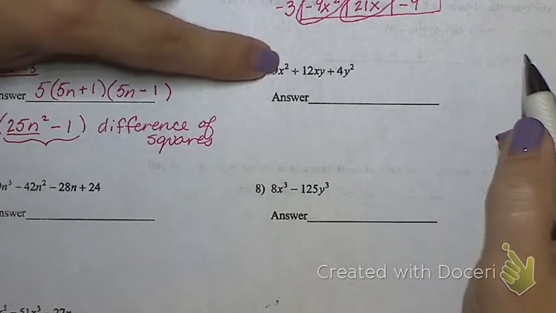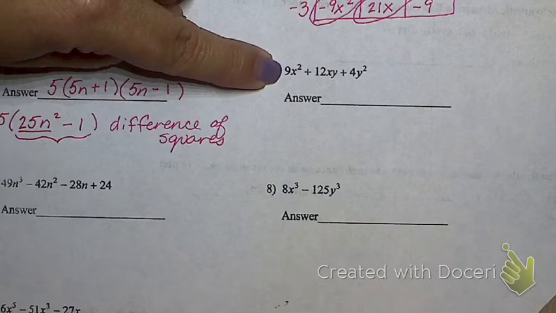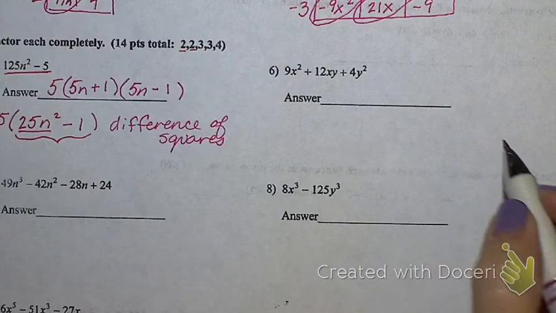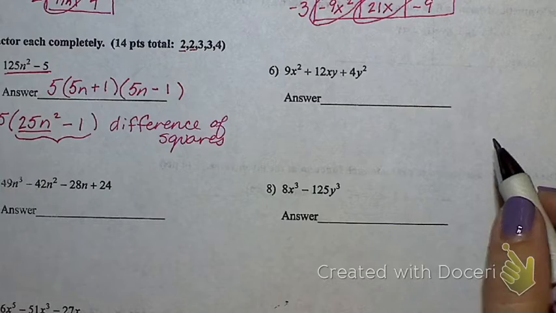All right. First question I ask myself, do they have anything in common that I can take out? No. So I have 3 terms. What kind of factoring is this? Is this going to be grouping? Is it sum or difference of cubes, difference of squares, snowflake? What is it? Snowflake.